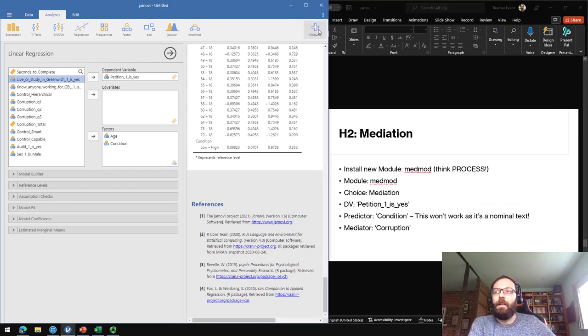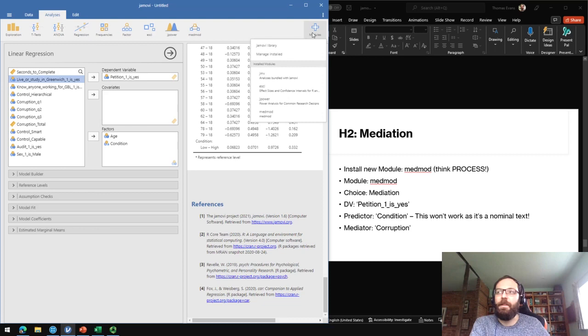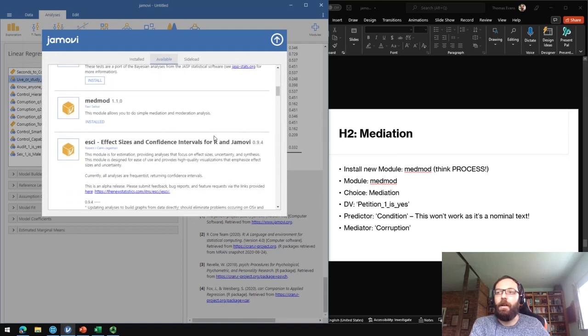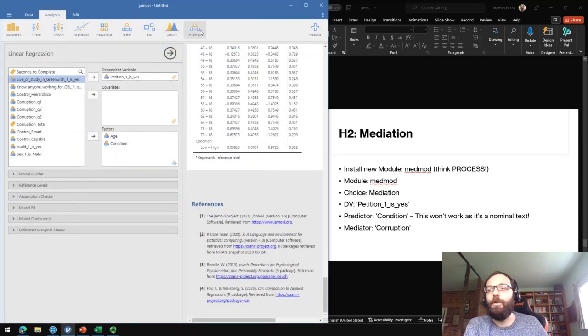So under the first coloured bar on the top right hand side, the plus sign, add new module, go to Jamovi library, and in here you will find a few numbers down, med-mod, and that's hopefully mediation and moderation. I've already got it installed, and you can see it looks exactly like 3 variables that have been pinned together.